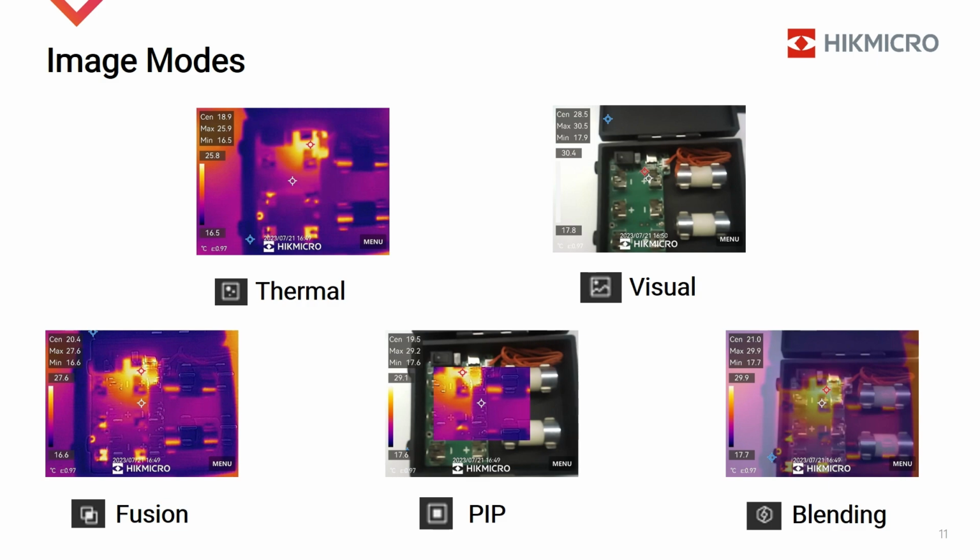In fusion image mode, object outlines in the visual image are overlaid on the thermal image. In PIP image mode, meaning picture-in-picture, a thermal image is usually smaller and overlaid on the visual image. The superposed part presents a fusion effect. In blending image mode, thermal and visual images are blended.